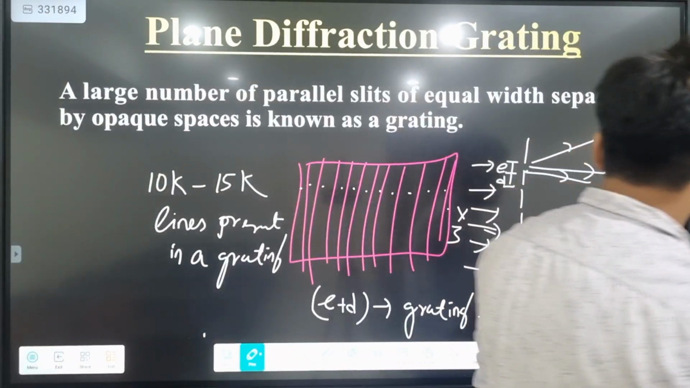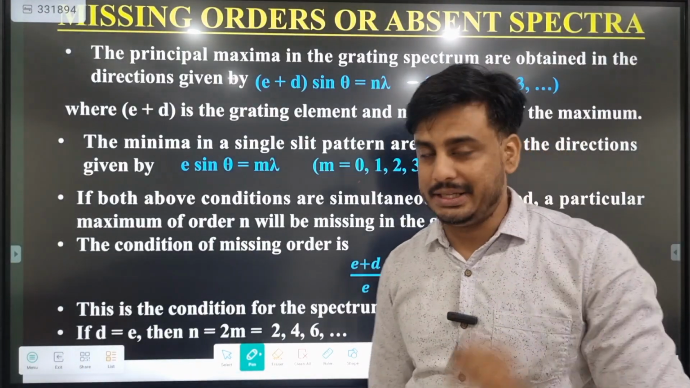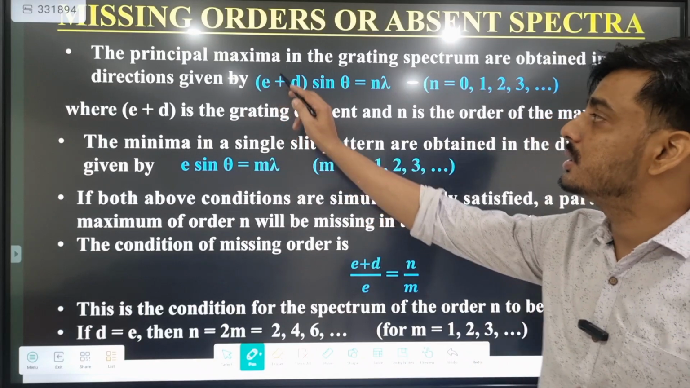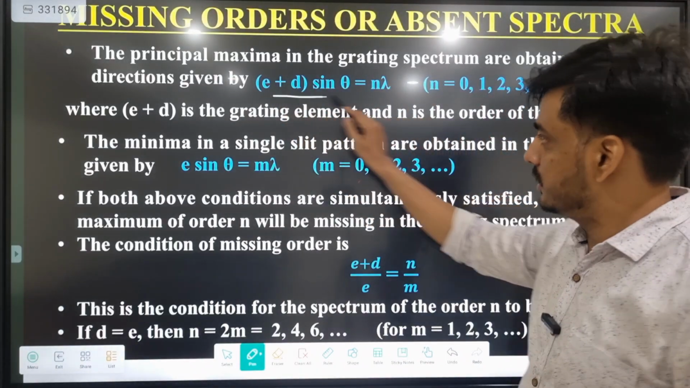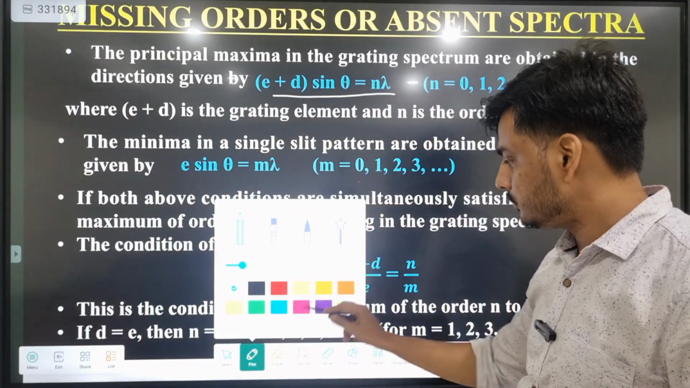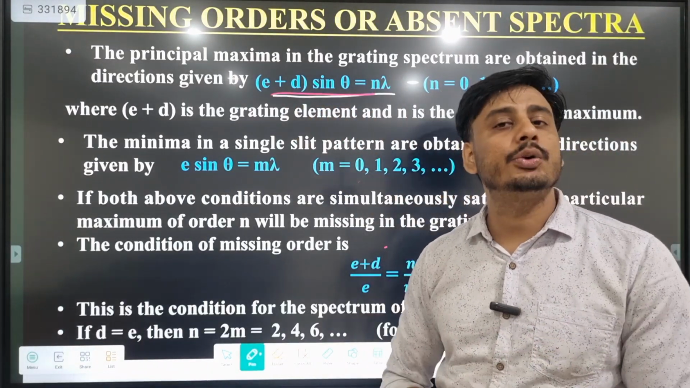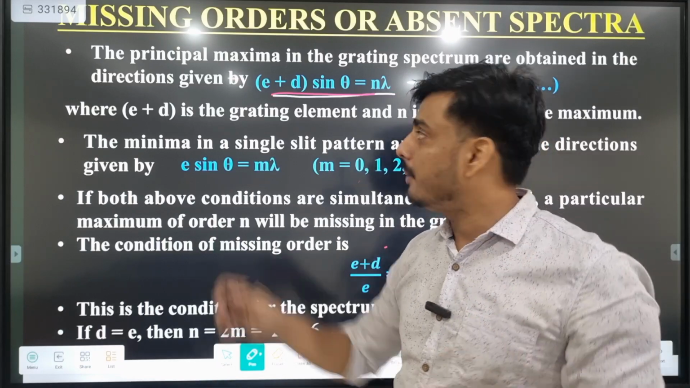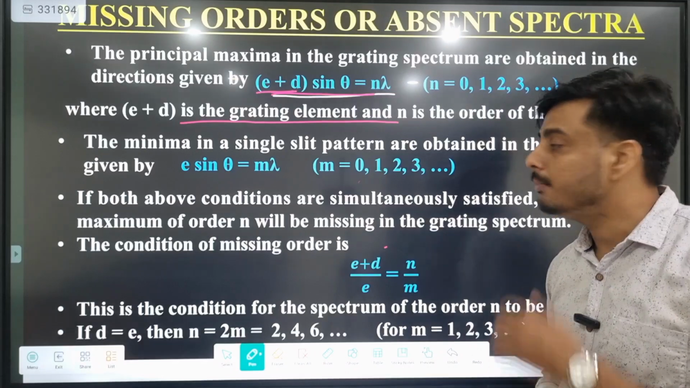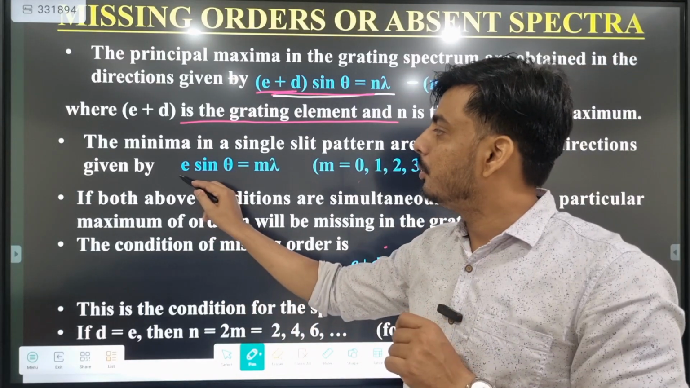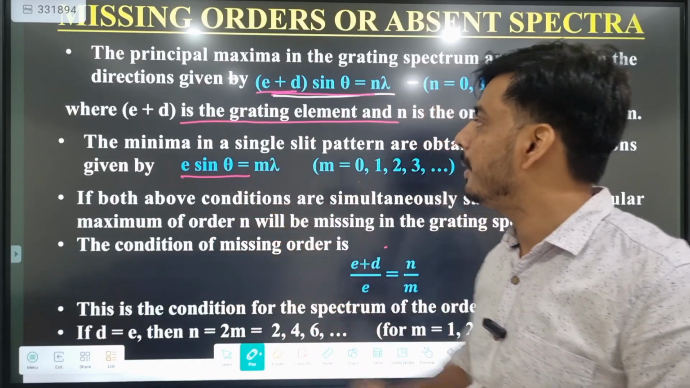We have to just use the missing order spectra as well as some applications. So for missing order spectra, the principal maxima of the grating spectrum are obtained at (E plus D) sin theta equal to N lambda. This is the general formula. We use d sin theta or a sin theta equal to N lambda. Here in place of a we have E plus D, which is said to be the grating element. Again, for dark points or minima, we know, already studied for single slit, E sin theta equal to M lambda.